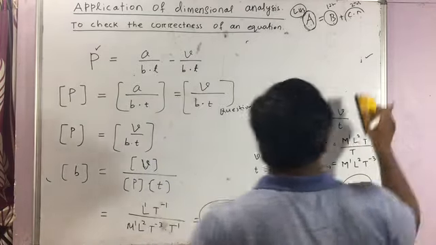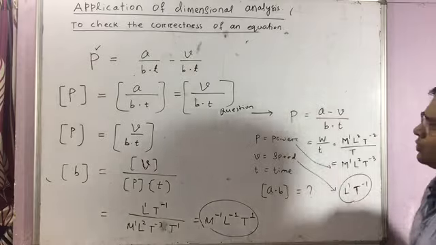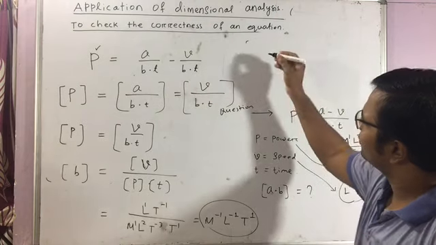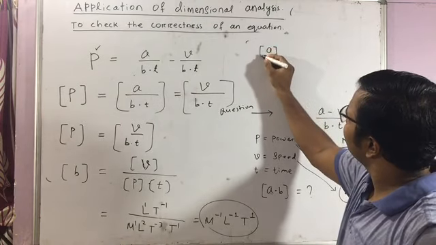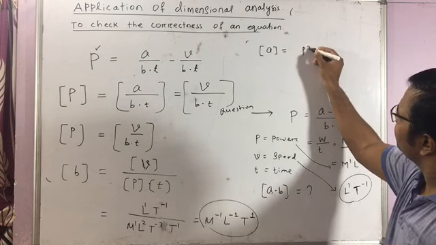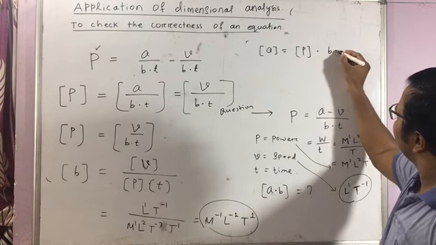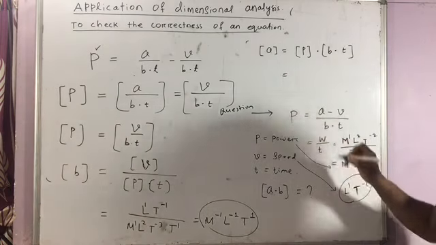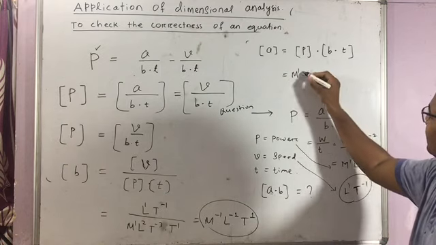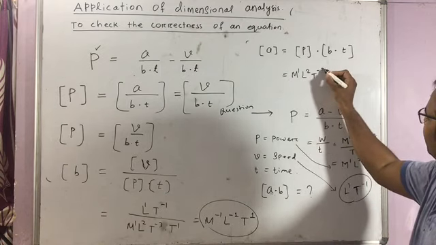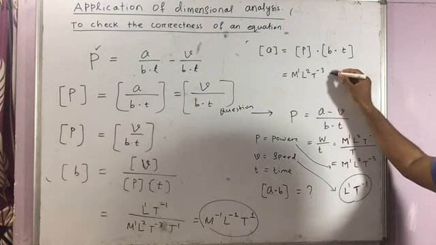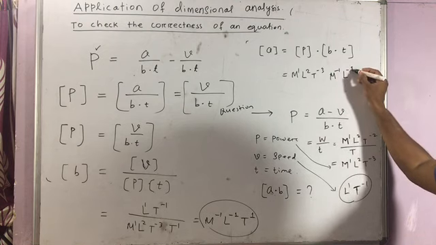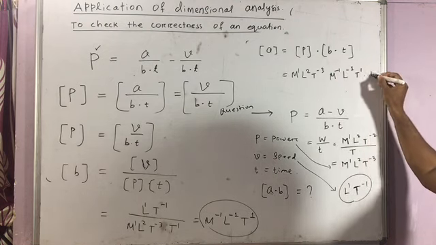Now let us find out the dimension of A. We can find the dimension of A like this. If you equate these two equations, it's clear. So the dimension of A must be the dimension of P multiplied with the dimension of B and T. Dimension of P is M1 L2 T minus 3, and the dimension of B, which we just got, is M minus 1 L minus 1 T1, and here it is T again.